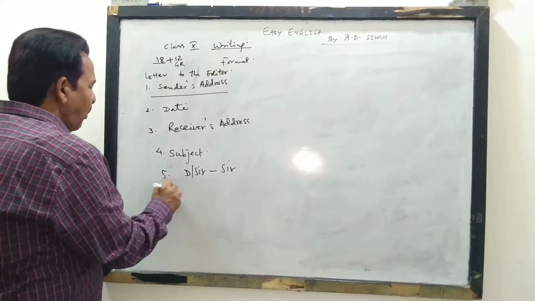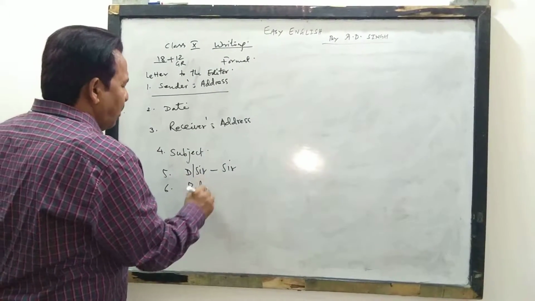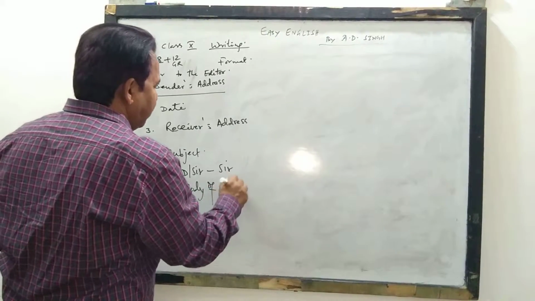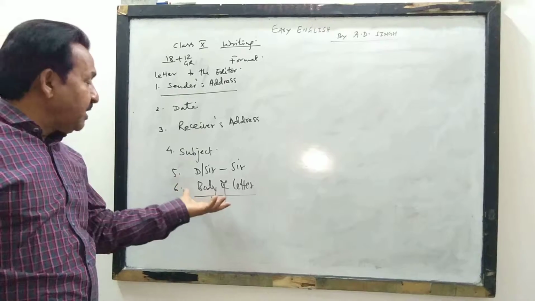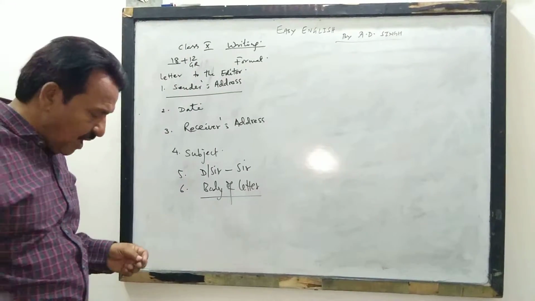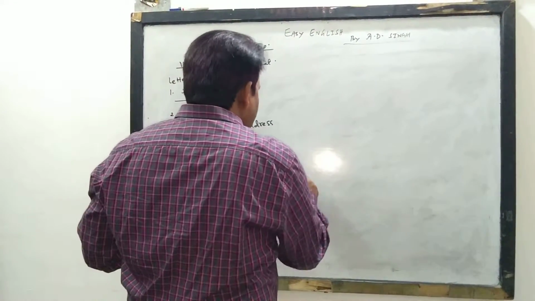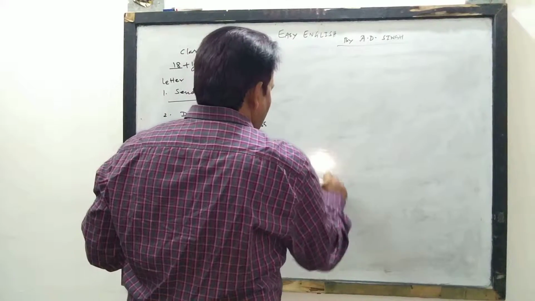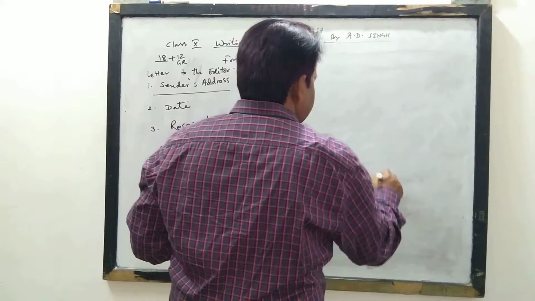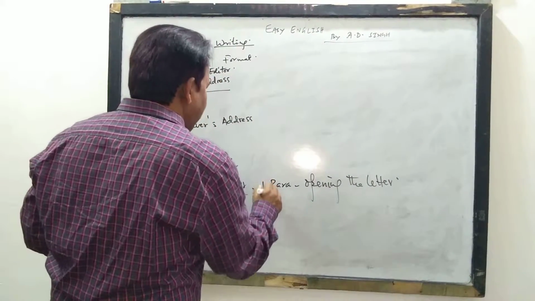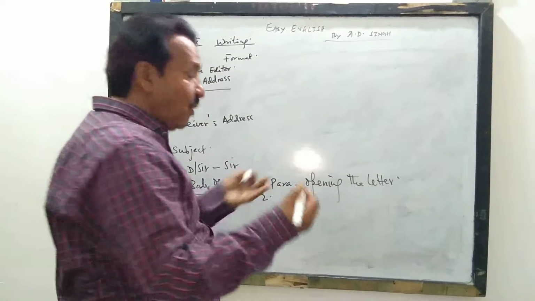And then there is the body of the letter. You ask, sir, how many paragraphs does the body of the letter consist of? The body of the letter consists of 3 paragraphs. Para 1 is opening the letter. Then you ask, sir, what is para 2? Problems.